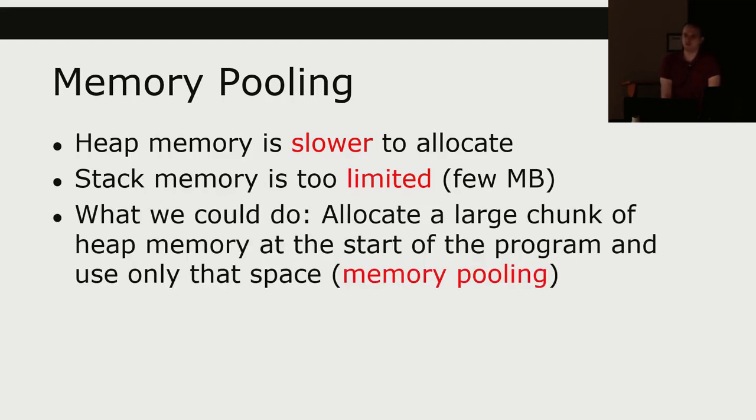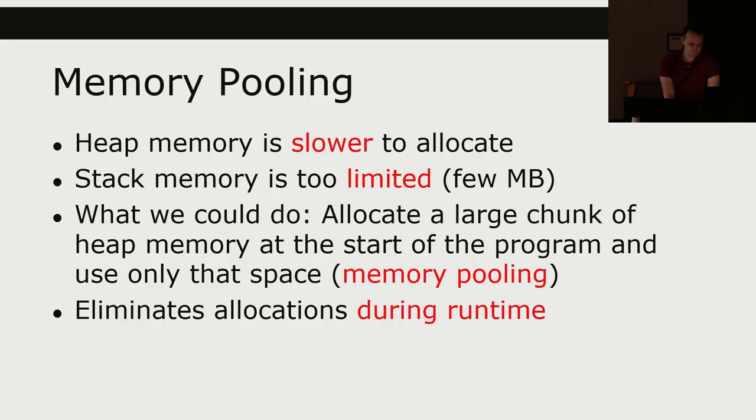But what we could do is allocate a large chunk of heap memory at the start of the program and then use only that space that we've already pre-allocated. So the program starts up, we're saying, okay, how much memory do I want to use? Well, let's say I'm going to take 2 gigs of memory. I'm going to set that aside, and now wherever I want to create entities, it's going to go into that section of memory. This is going to eliminate the dynamic allocations of memory during runtime, if you do it correctly, because you can say, okay, now I've got my own custom data structure.